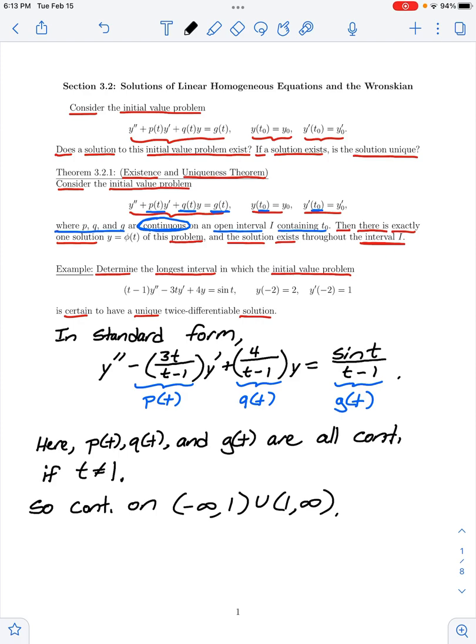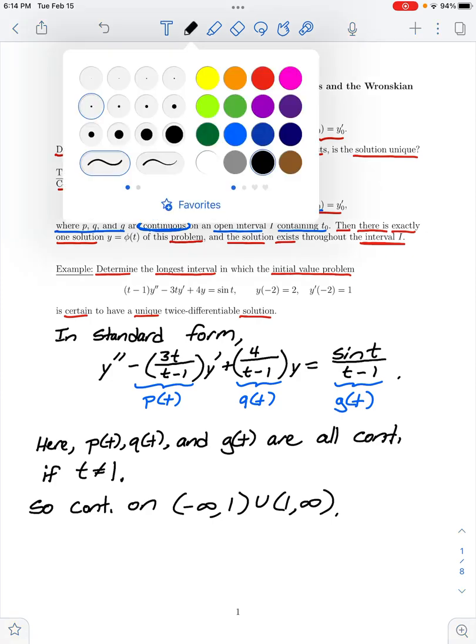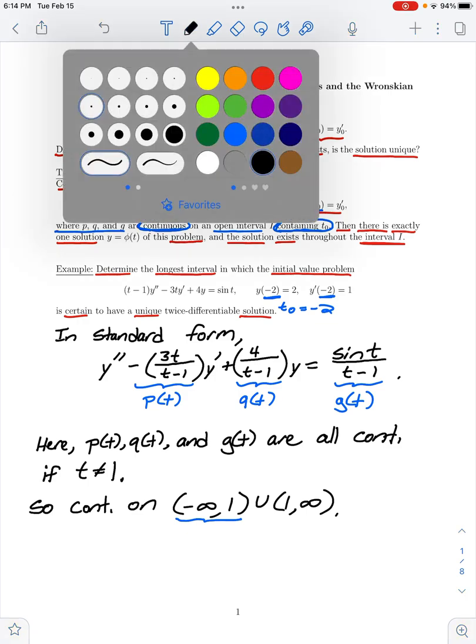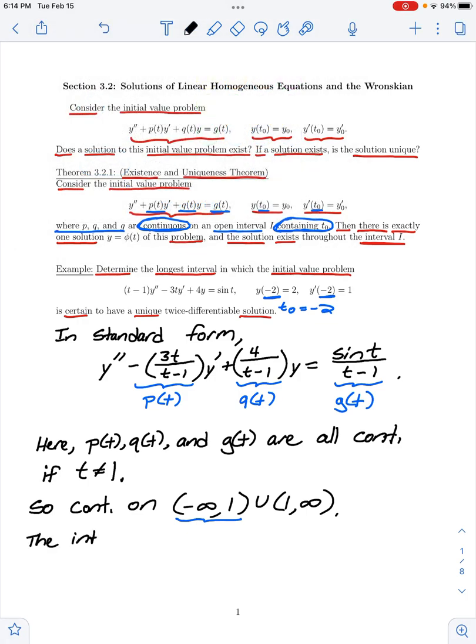And which interval I'm interested in for this particular initial value problem depends on my initial value of t. Looking back at the initial conditions, we were given the value of y and y prime at the time t naught equals -2. So I want to choose the interval of continuity which contains this initial value, t naught. And so the interval containing -2 would be the interval from -infinity to +1. So I might say the interval -infinity to 1 contains my initial value of t, which was -2.